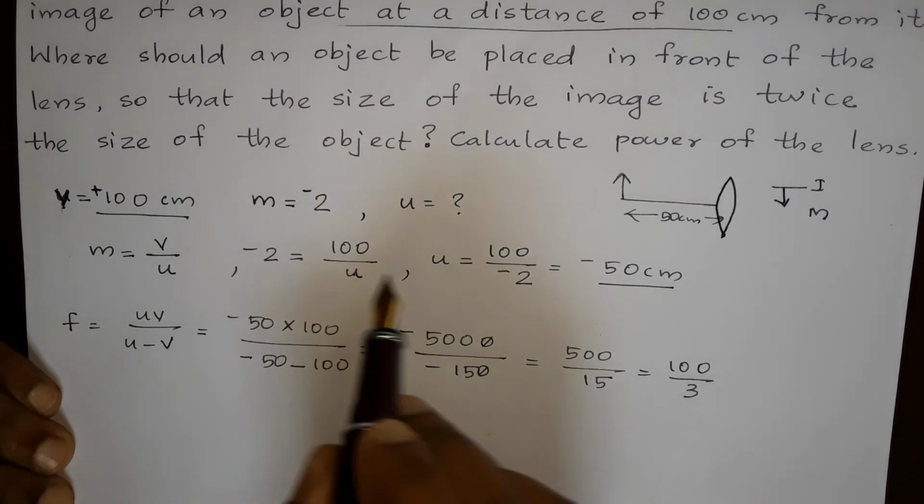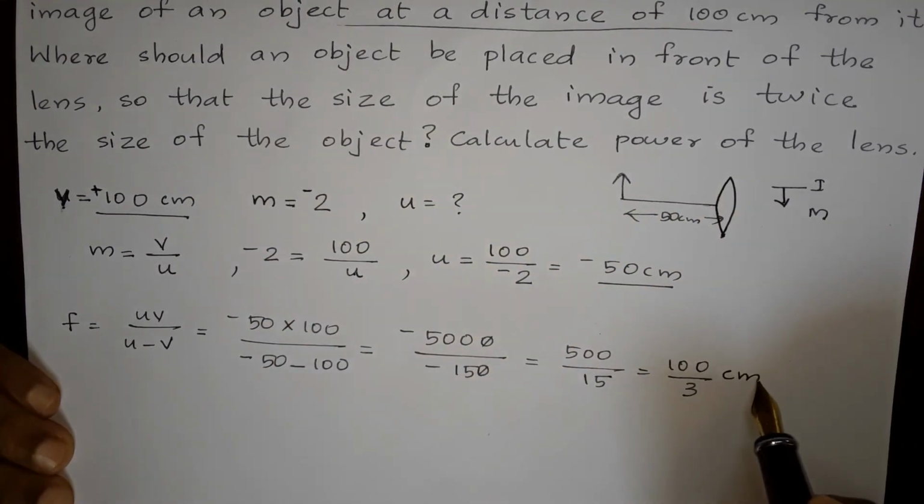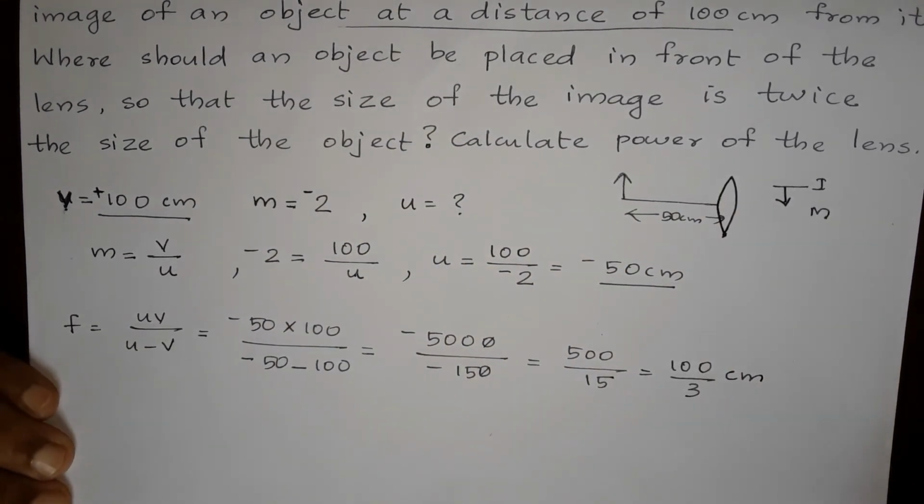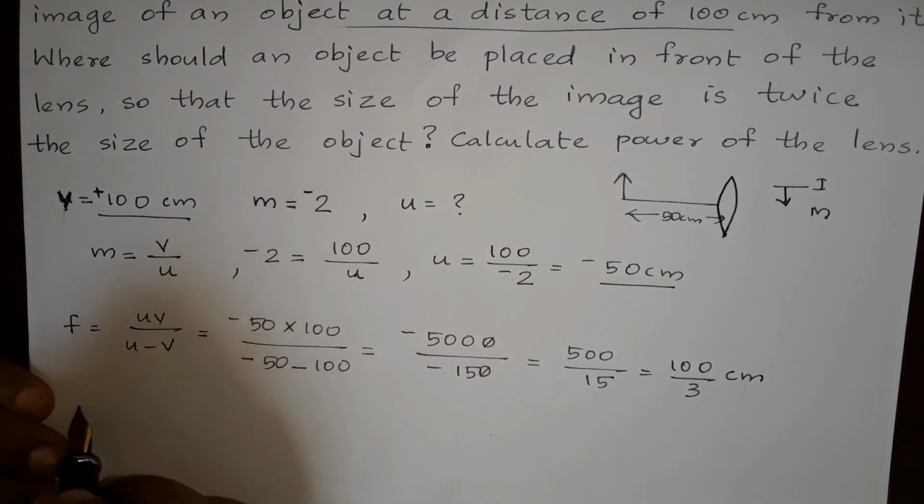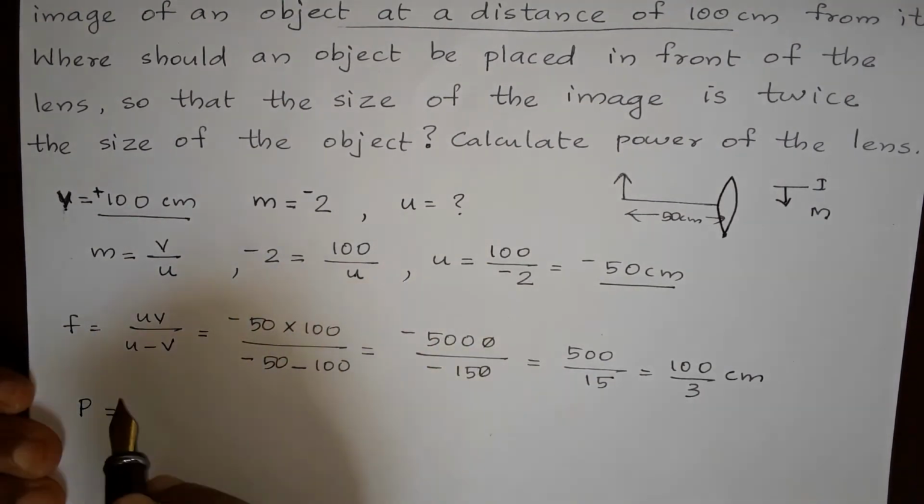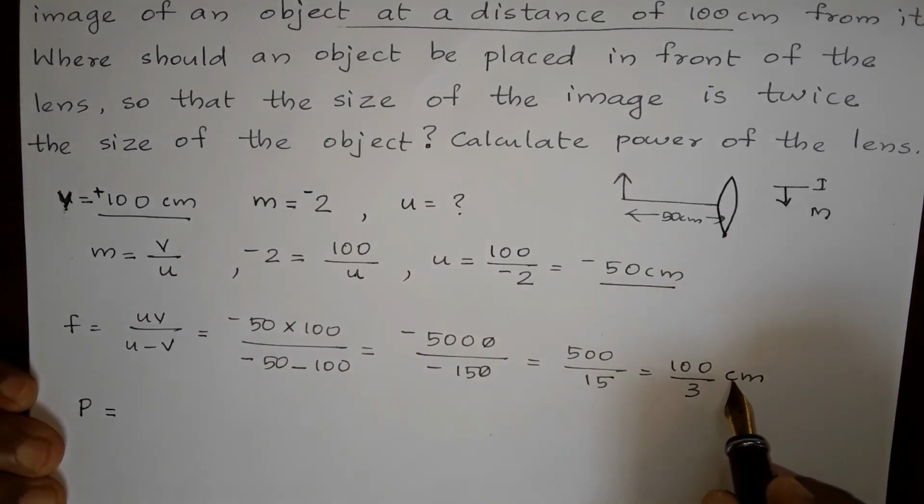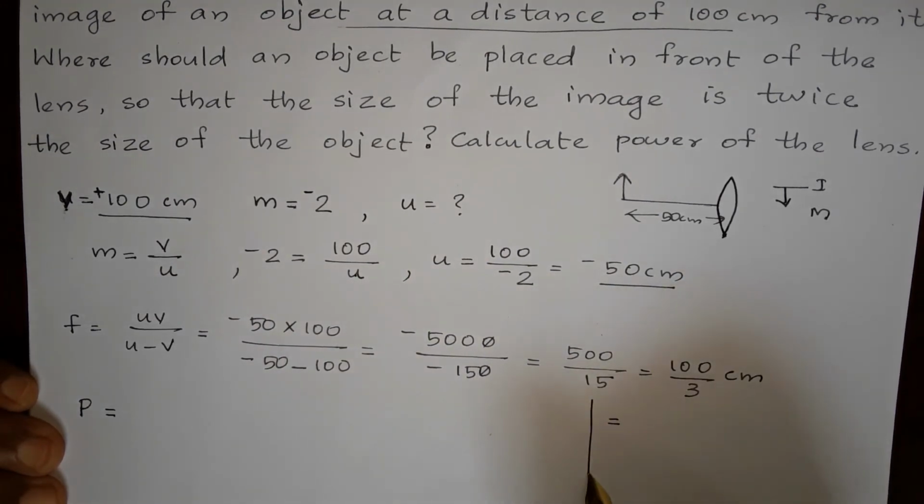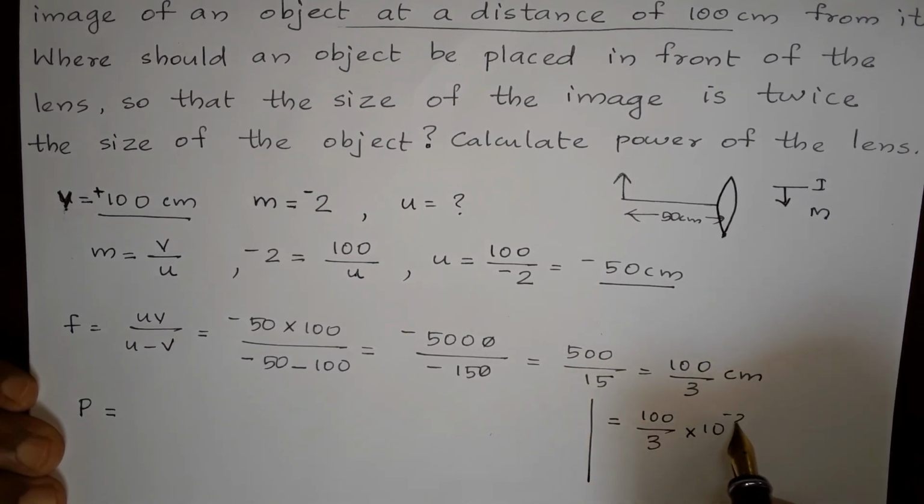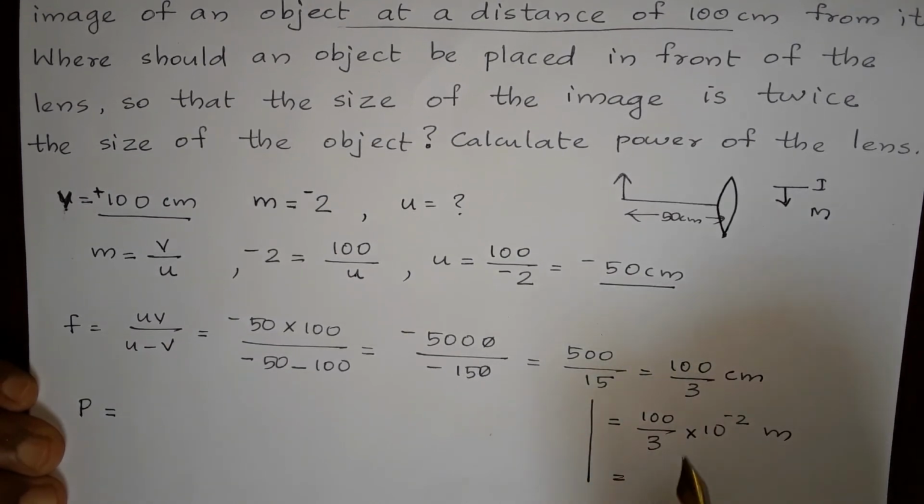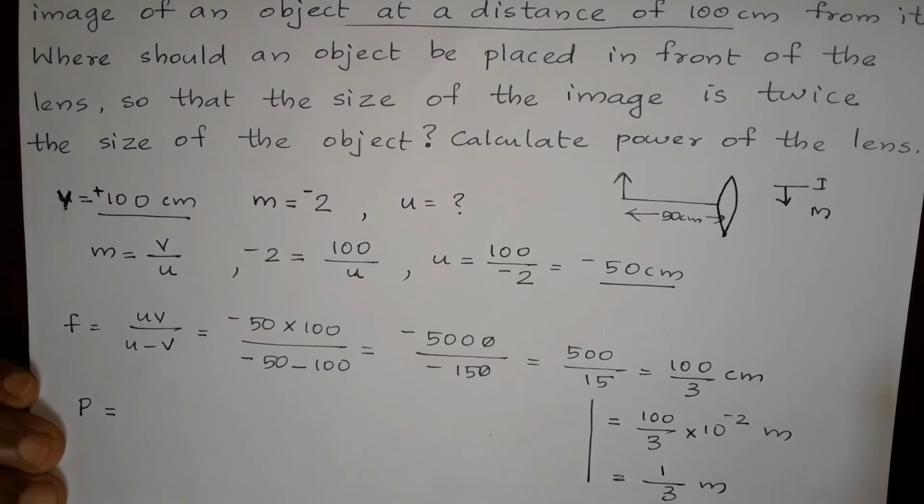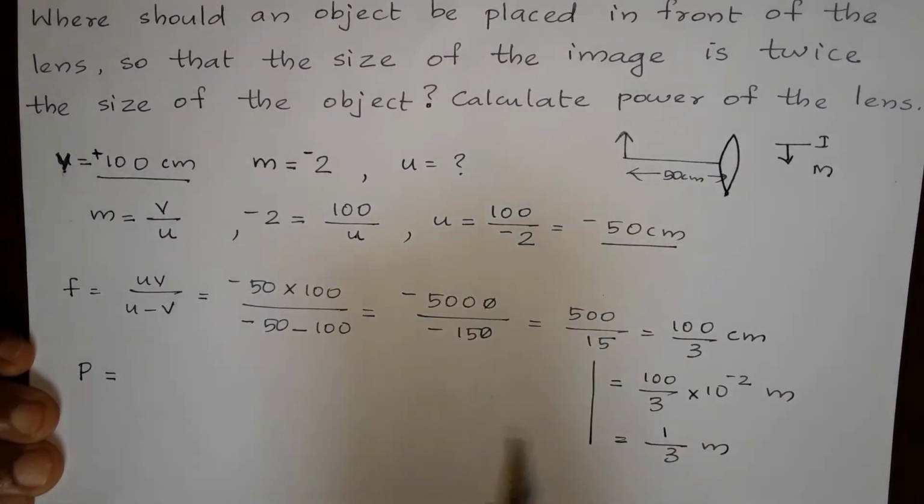And here all the measures are given in centimeters, so focal length is also in centimeters. Now we have to find the power. But to calculate power we need focal length in meters, right? Here we have to convert it into meters. 100 by 3 into 10 raised to minus 2 meters. 100 into 10 raised to minus 2 means it is 1. 1 by 3 meter. This is the focal length of this lens.